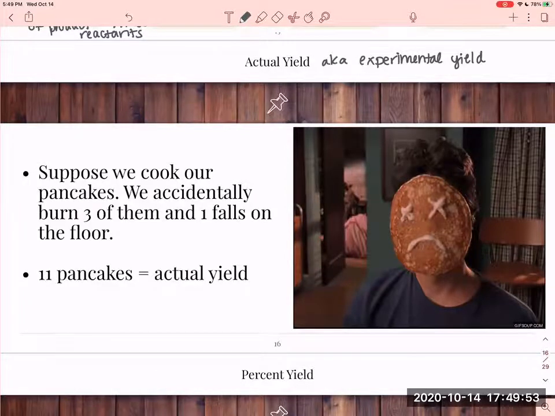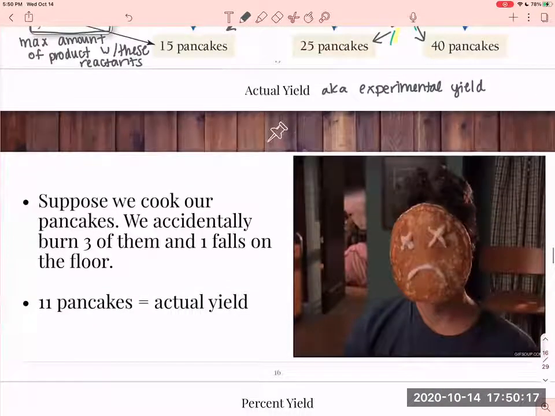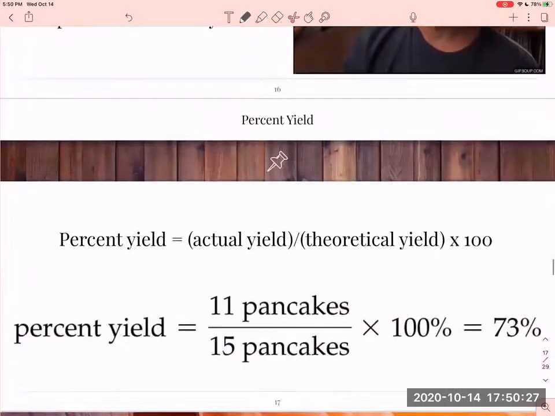So taking this back to chemistry, I calculate my theoretical yield and my limiting reactant. Okay, these come from calculations, and I dream of these 15 pancakes. If I'm perfect at making pancakes, okay, 15 is my reasonable number I can make. But turns out I'm not perfect at making pancakes. So 11 pancakes is how many I put on the plate for us to eat. So that gives me my last term, which is percent yield.